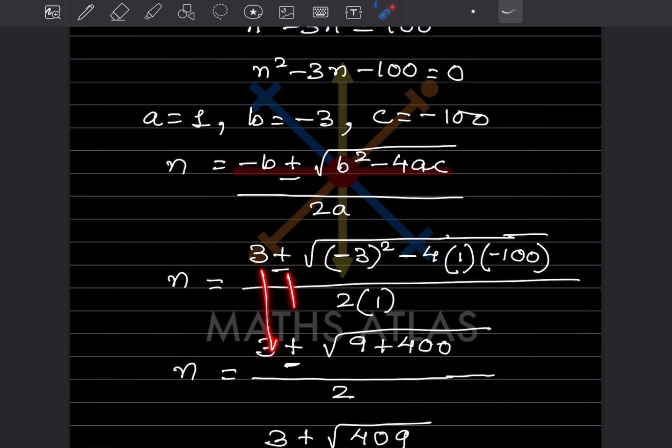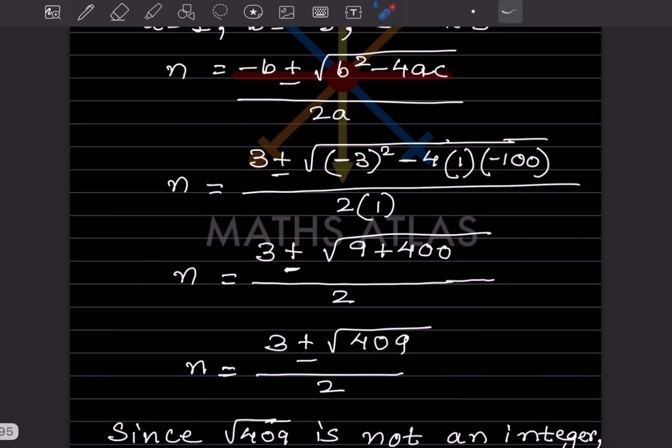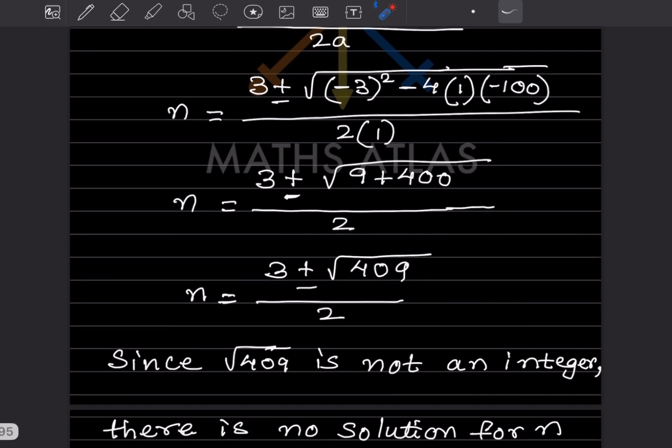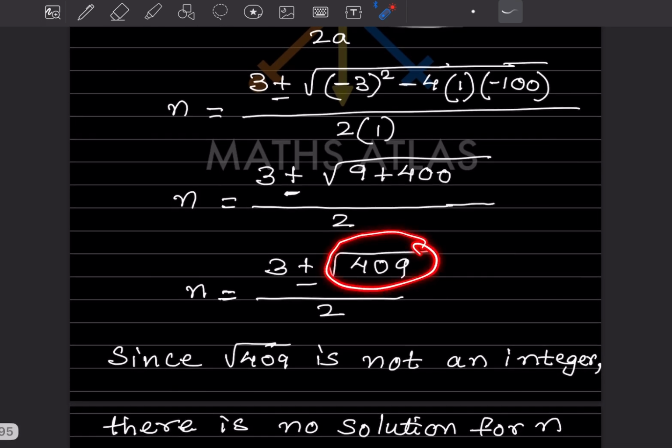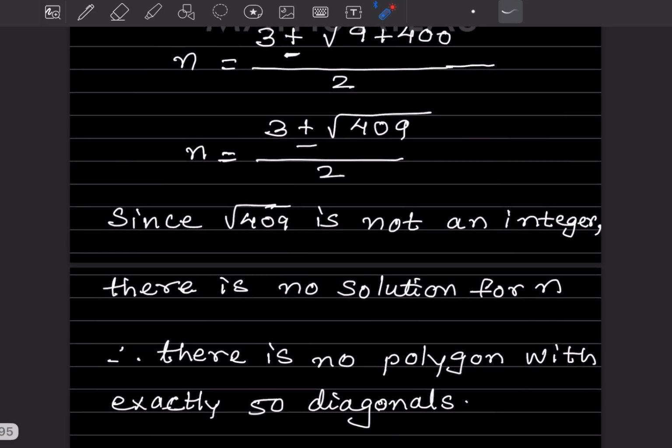So this is going to be 9, minus minus becomes plus, so this will be 400. Divide by 2. So n is 3 plus or minus root of 409 divided by 2. Actually, the root of 409 is not an integer. So there is no solution, we can say. So there is no polygon with exactly 50 diagonals.